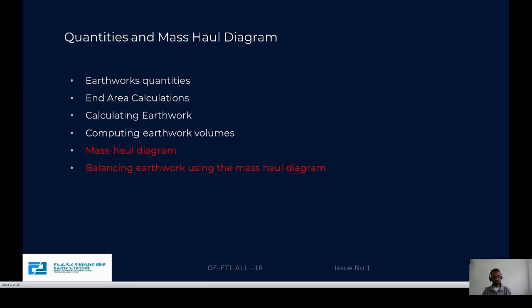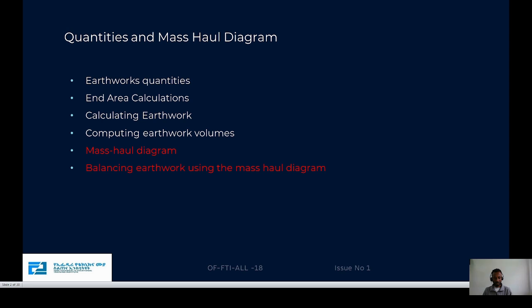In the previous videos we dealt generally with the earthwork activities, from the clearance up to the finishing course. We also dealt with end area calculation, using planimeters or electronic programs, and calculating earthwork volumes using the average end area method: area 1 plus area 2 over 2, times the length between the two adjacent areas.